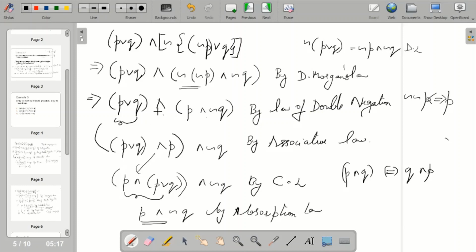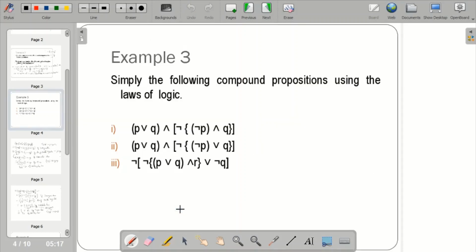Next, what is there? This is not in the form of distributive law. So I just took this as one term, and here and is there, here and is there. I combined these two terms. I combined this term and this term within the bracket. And then again I applied commutative law, interchange, then by absorption law I got P and negation Q. So this is how it works with example 2.